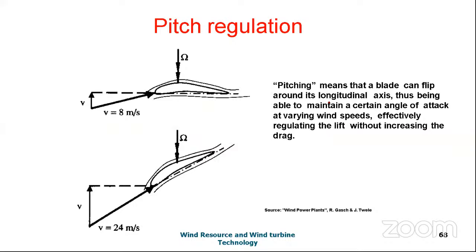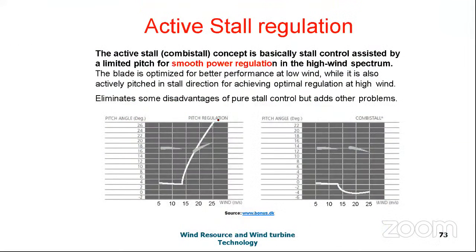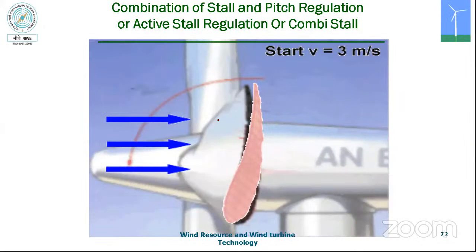And now you can see at 8 meters per second, the wind is blowing on the surface of the blade and that streamlined flow is there. Even at 24 meters per second the streamlined flow is there, because of the pitching of the blades. Next is active stall.